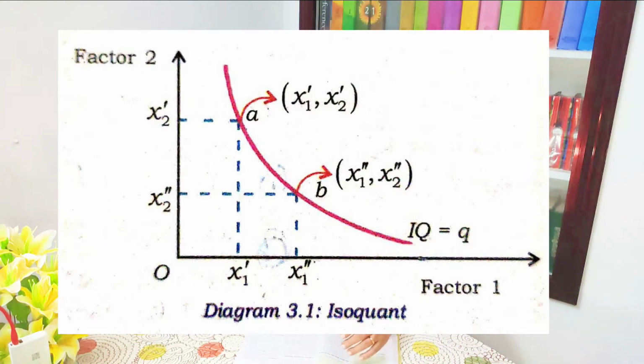Isocounts slope downwards from left to right. Higher isocount shows higher level of output. Isocounts are convex to the origin. Two isocounts never intersect each other. Higher isocounts show higher level of output.